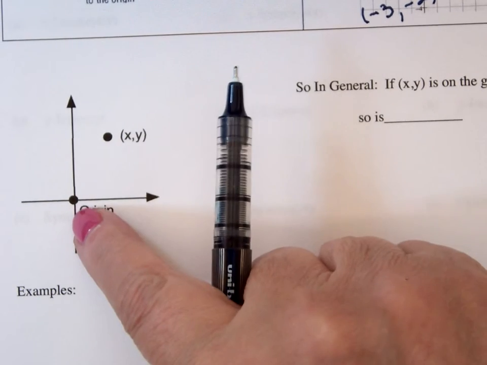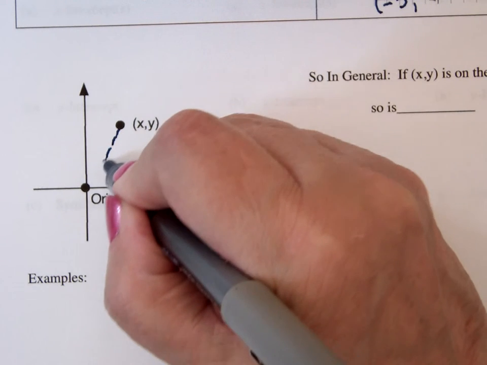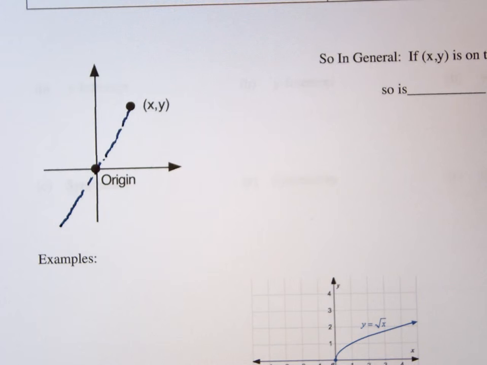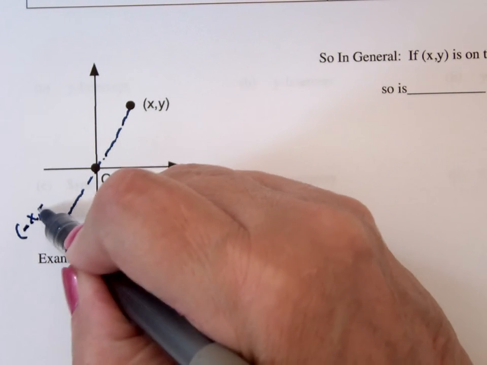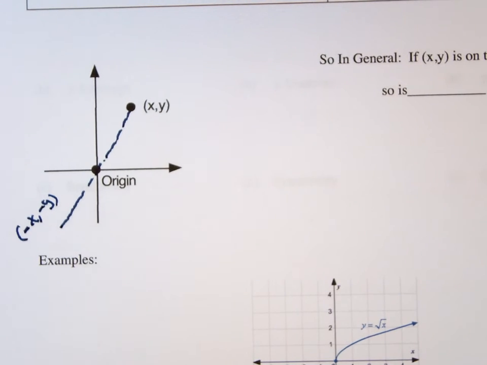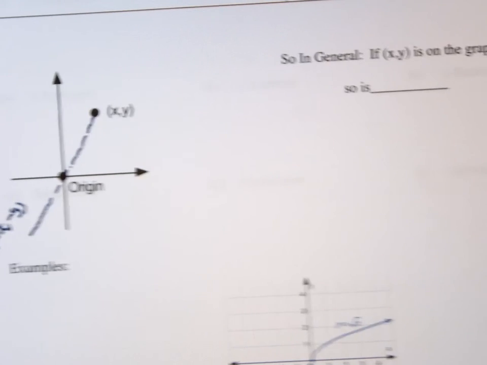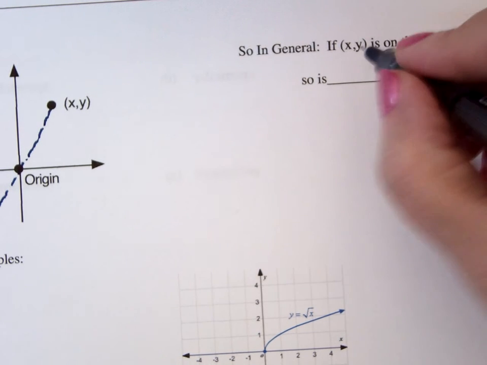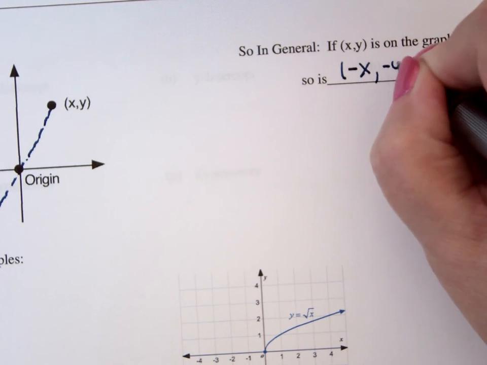So here's the origin. So that says, if I'm going to go through the origin, this is how it's going to go. So if x, y is on the graph, it's going to be opposite x, opposite y, because I'm in a quadrant across. So in general, if x, y is on the graph, so is opposite x, opposite y.